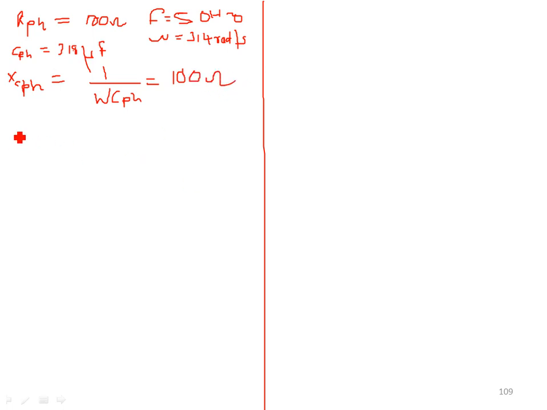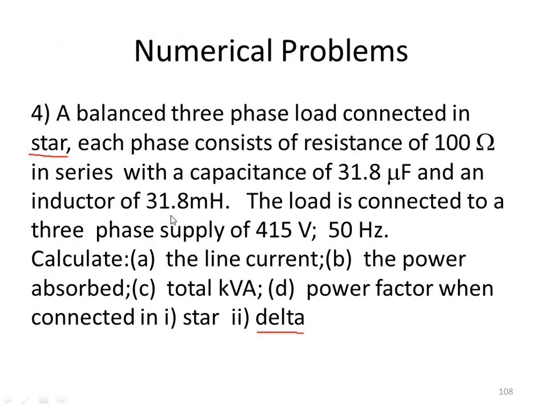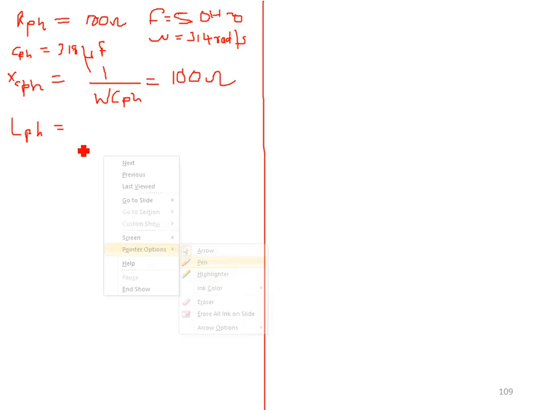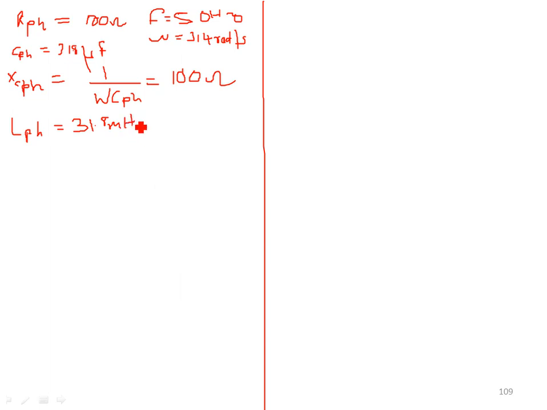Now, coming to L phase, inductance per phase is given as 31.8 millihenry. Therefore, inductive reactance per phase, XL phase, is given by omega into L phase, that is 314 into 31.8 into 10 power minus 3. That comes to 9.98, which you can write as around 10 ohm.